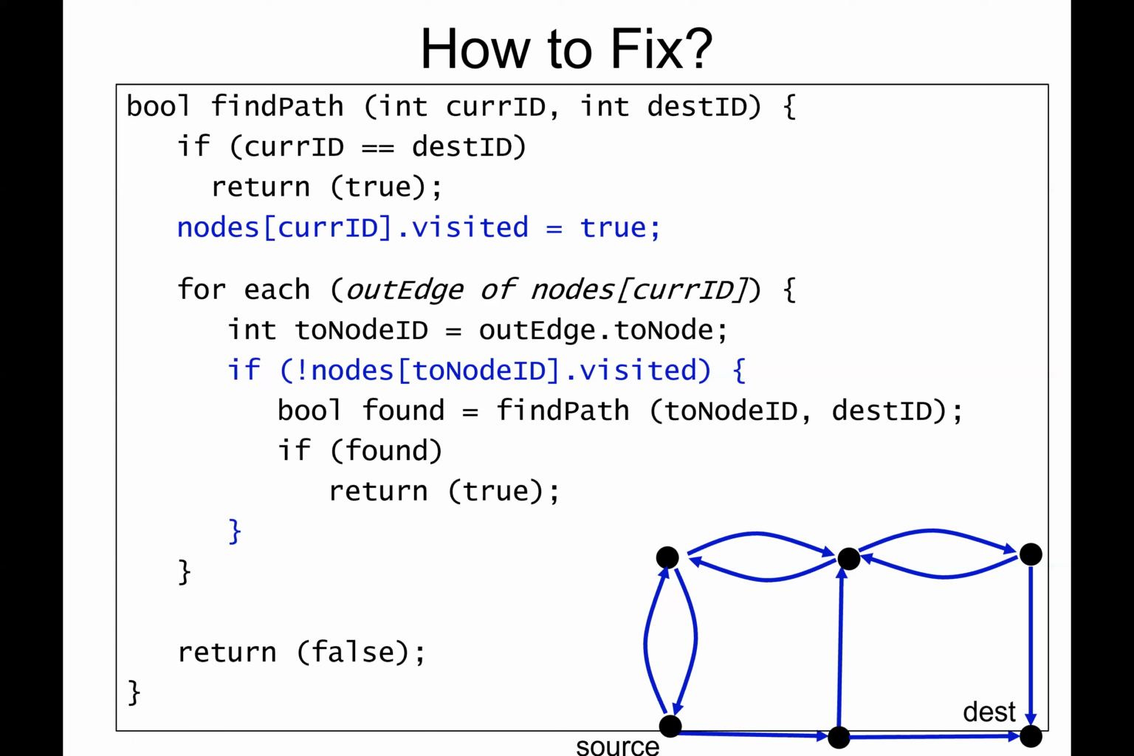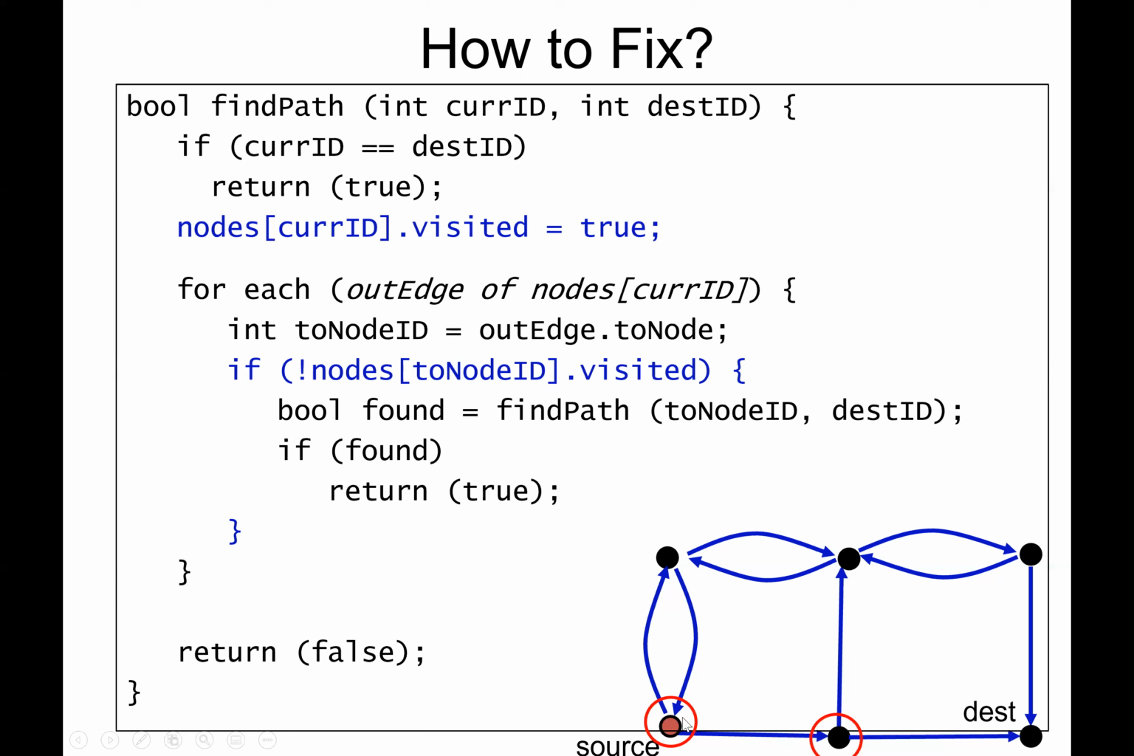So if we make that little change, we start here at our source node. It's not our destination. We mark it as visited. I colored it red to indicate that we've changed its visited flag to true. It wasn't our destination, so we're going to come into this loop and look at its outgoing edges. And the first one goes here.